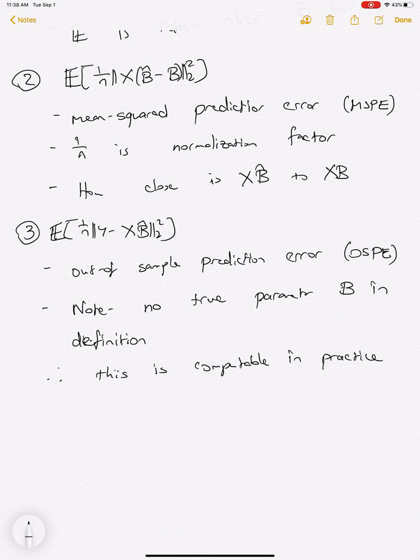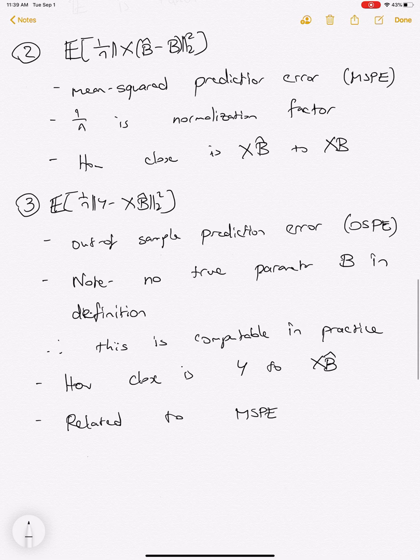So what people typically do is that they just look at Y, like, how close is Y to X beta. So we're measuring Y to X beta hat. And so that's something that can be computed more easily. And we'll see that this is going to be quite related to that second metric, MSPE.